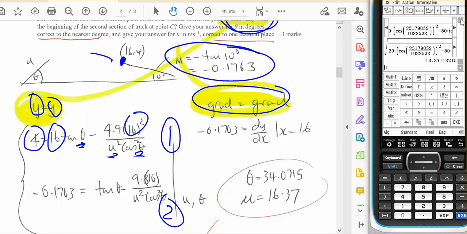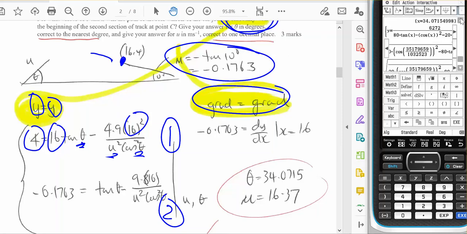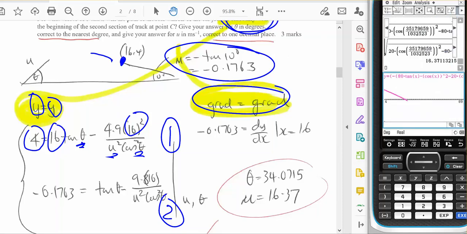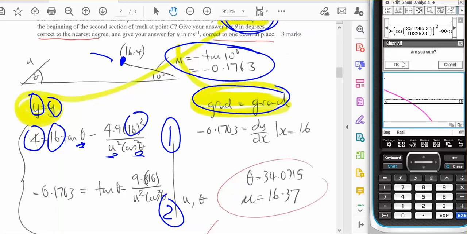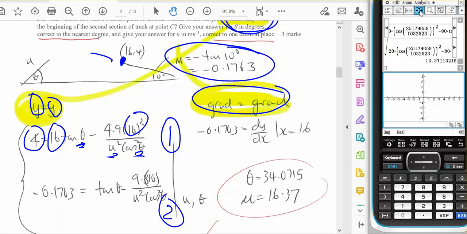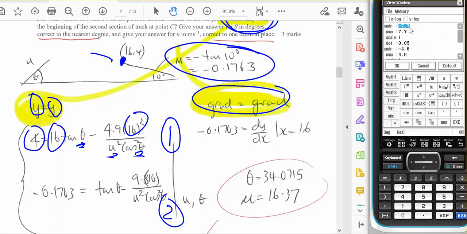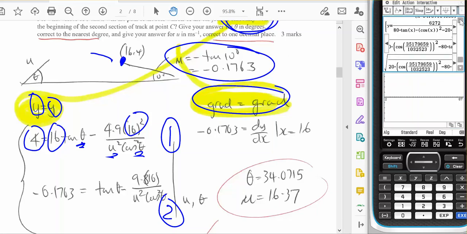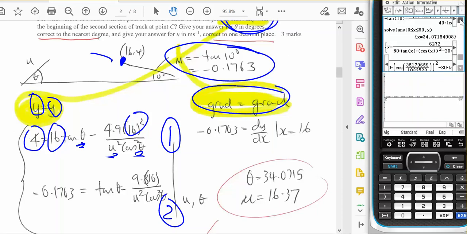Now, what if your calculator didn't do this solving? So what I'd like to do is, on my graphing window, edit, clear all, okay. Thinking about my window, my angles are going to go up to 90 degrees. My gradients need to go down to negative. So where's the equation I'm looking for? I'm trying to solve this equation here.